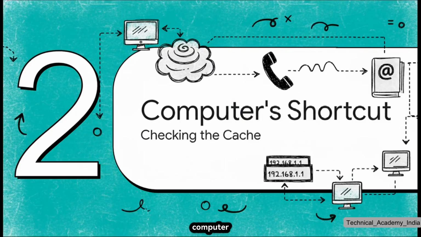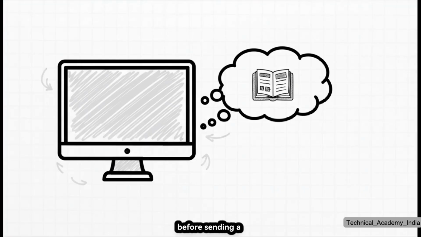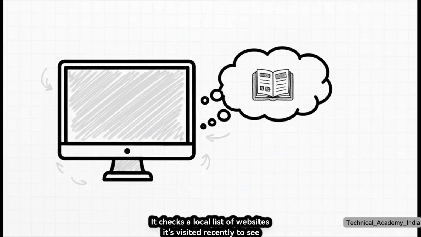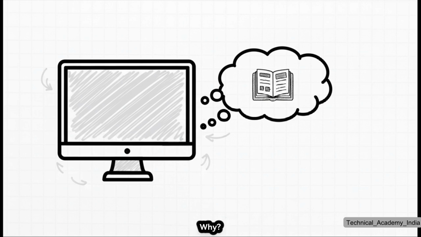So, where does your computer look first? Not out on the big, wide internet. Nope, it looks right at home. It uses a secret little shortcut to make things way, way faster. You know, before sending a request all the way across the globe, your computer does something really clever. It checks a local list of websites it's visited recently to see if it already knows the IP address. Why? Well, it's all about speed and efficiency.